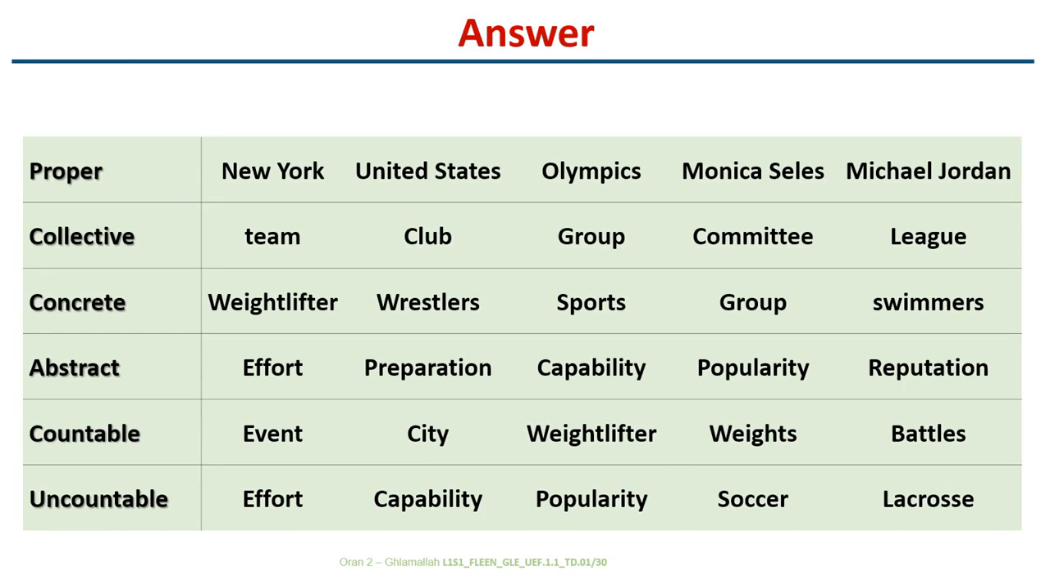Proper: New York, United States, Olympics, Monica Seles, Michael Jordan. Collective: team, club, group, committee, league. Concrete: weightlifter, wrestlers, sports, group, swimmers. Abstract: effort, preparation, capability, popularity, reputation. Countable: event, city, weightlifter, weights, battles. Uncountable: effort, capability, popularity, soccer, lacrosse.